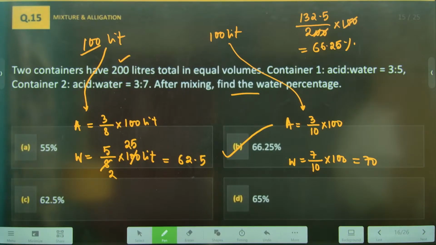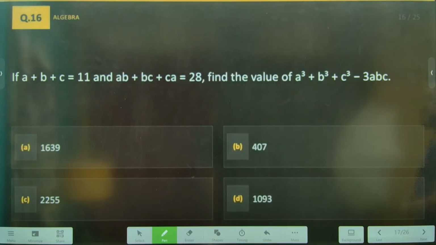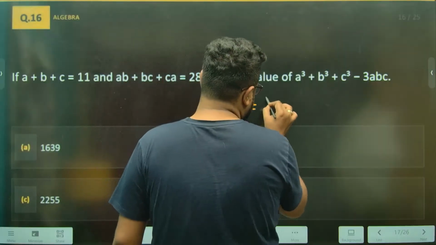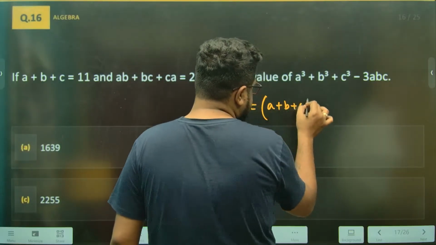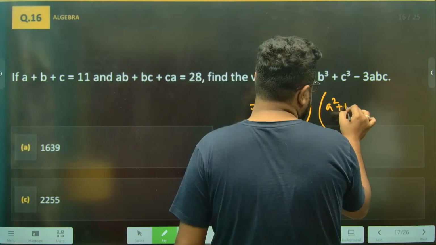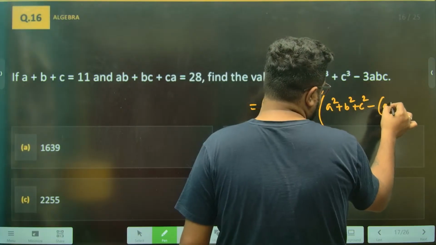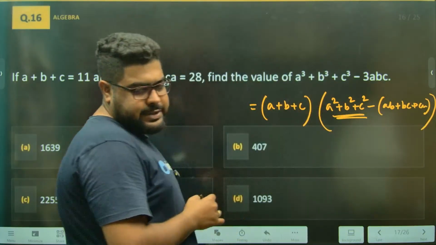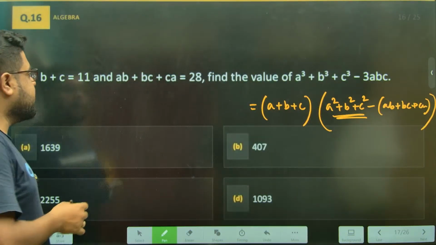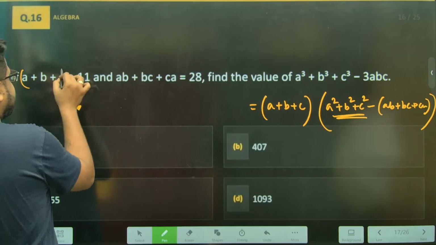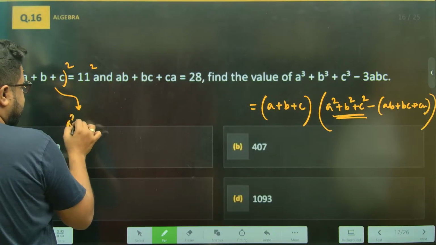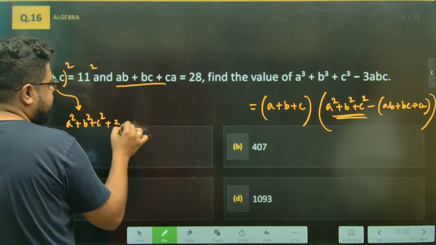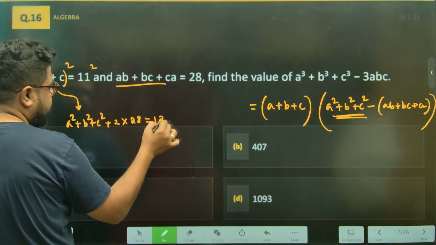Simple. Next one, sir. Algebra: A plus B plus C, AB plus BC plus CA. I need A plus B plus C and A square plus B square plus C square minus AB minus BC minus CA. The only thing that is not known here I'll figure out from here. If you square it, sir, you will get A square plus B square plus C square plus twice of AB plus BC plus CA, which is 28, is equal to 121.